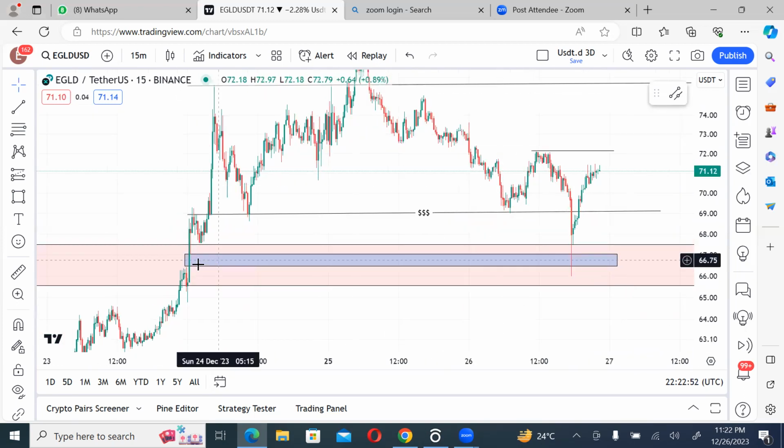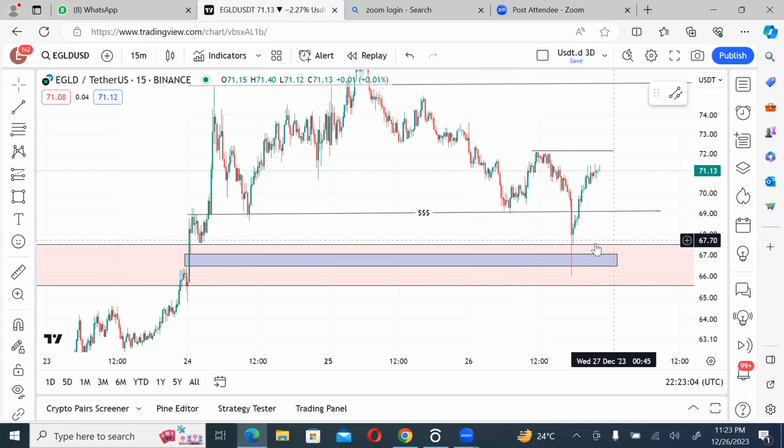So we've tested this order block. There's another block here. You can see this big candle here. It's another block sitting right there. We retested it. Price is going to come back again.